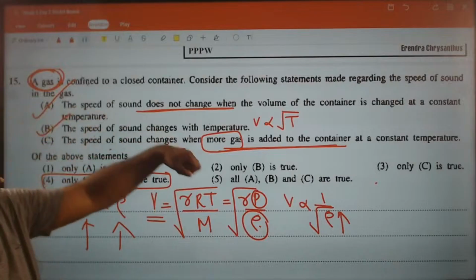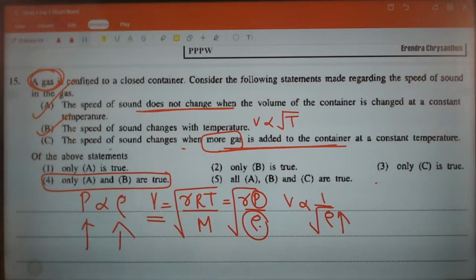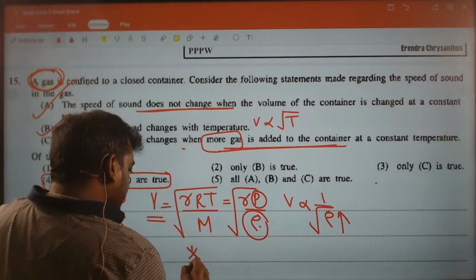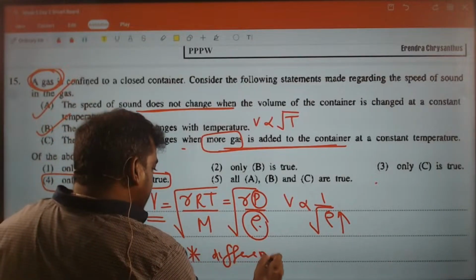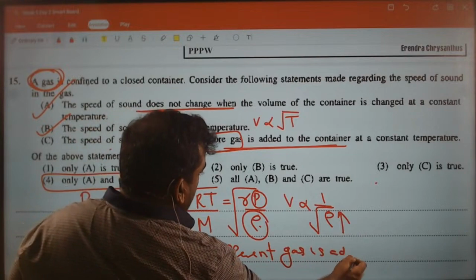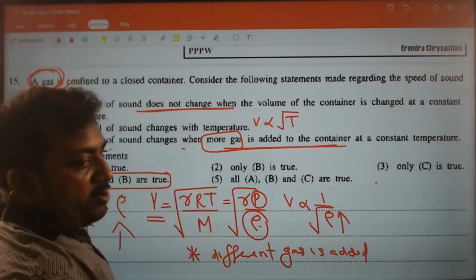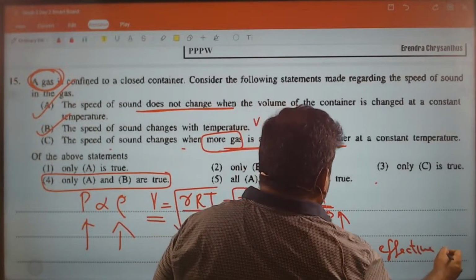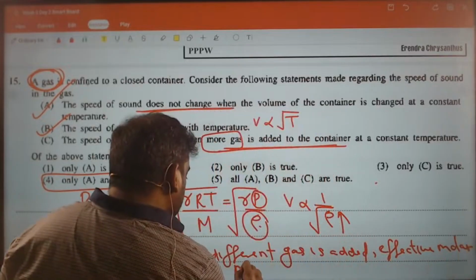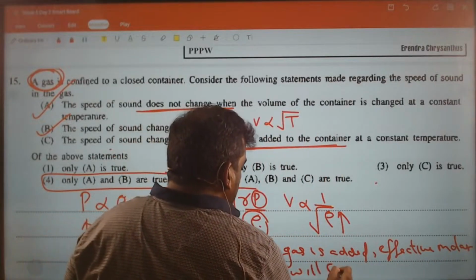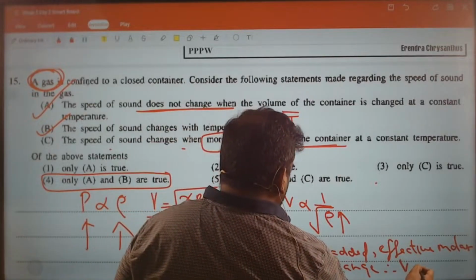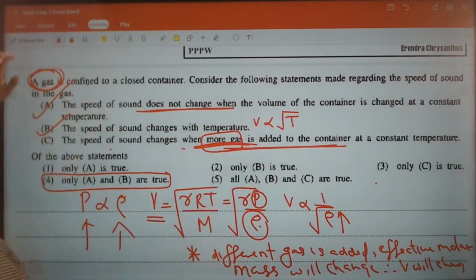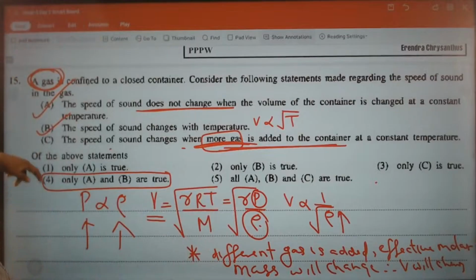But if a different gas is added, that's a very important point. So what will happen? Effective molar mass will change, therefore V will change. So here the same gas is added. That's why only A and B are correct.